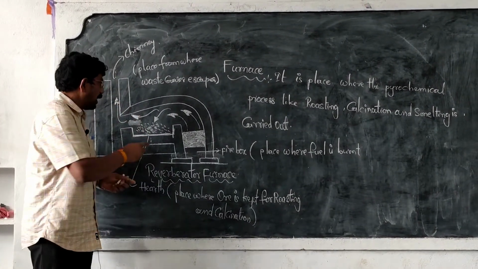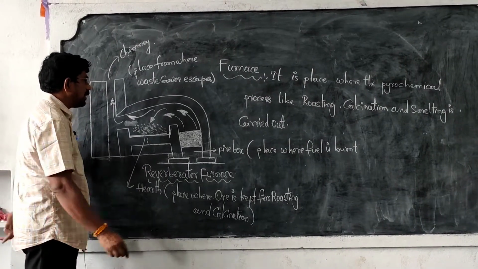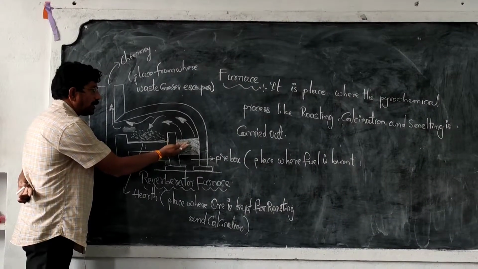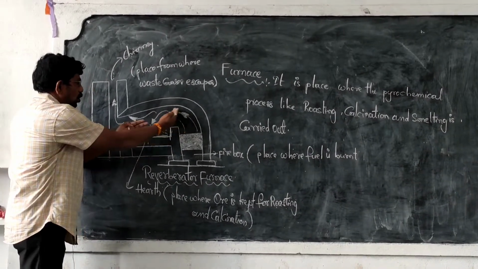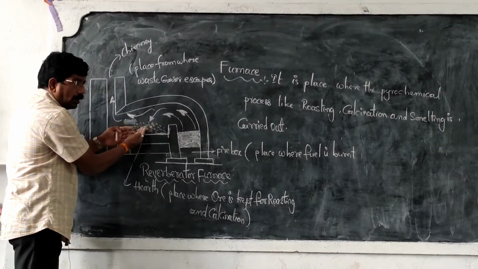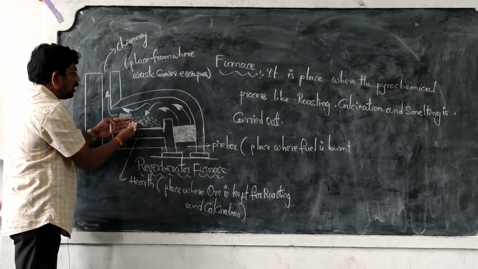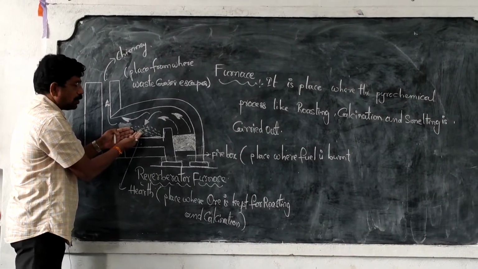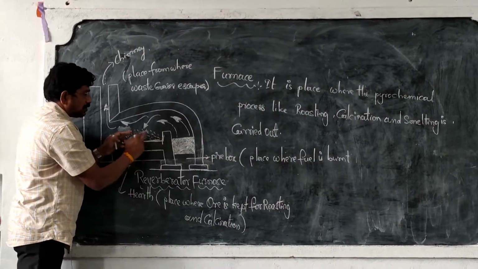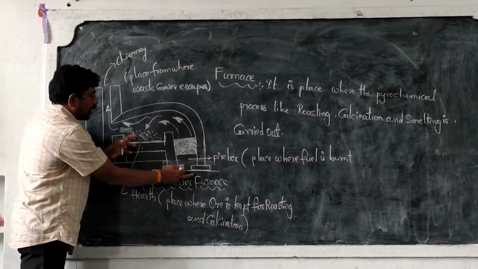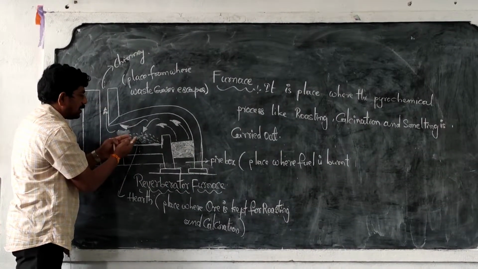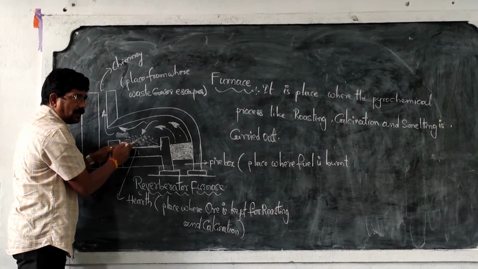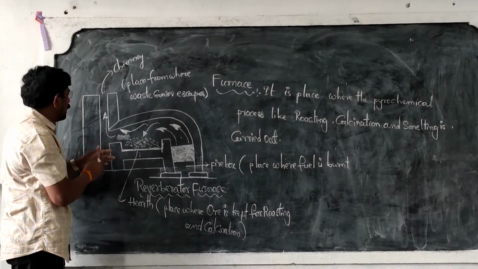Another advantage of this reverberatory furnace is that you are burning the fuel, it gives heat, and that heat flows over the ore. The hot gases are flowing over the floor, so this ore is roasted. But there is no direct contact. Observe this one. Firebox is somewhere and hearth is somewhere and the ore is kept on the hearth. There is no direct contact. Only the hot gases are in contact with it. Are you clear? Next one, and waste gases escape.